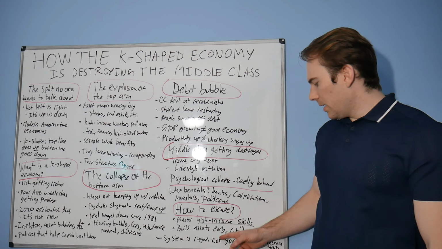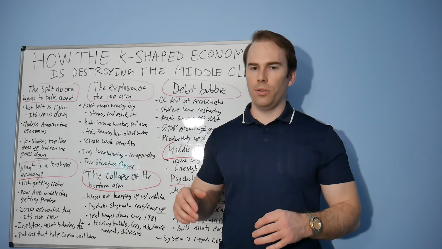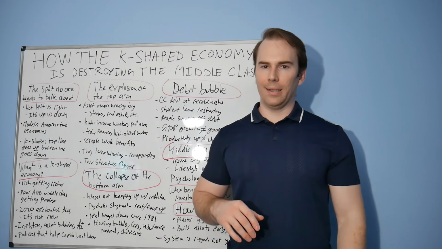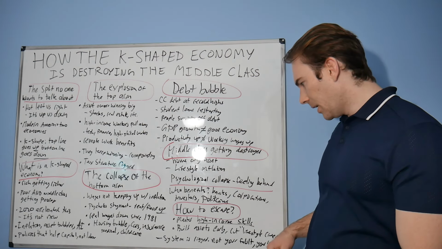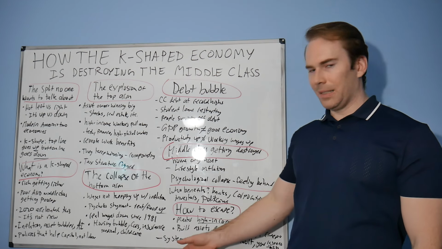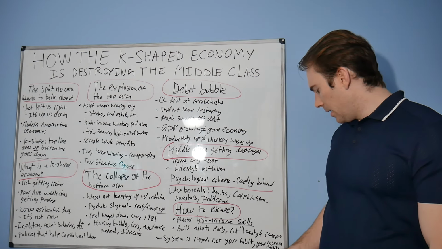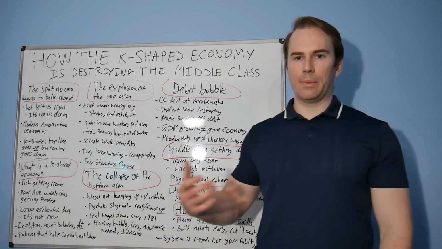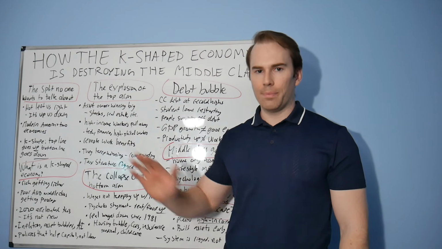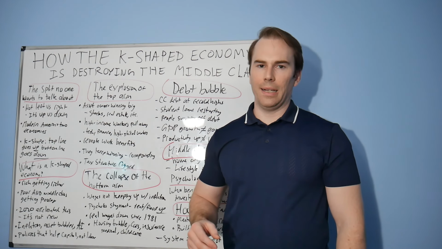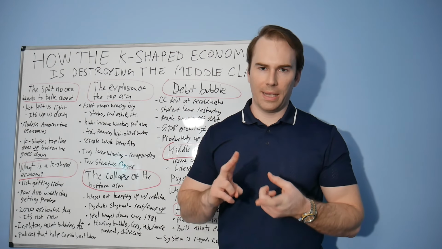Build assets early, cut your lifestyle creep, right? So the more money you make, you don't need to spend more. You can actually save and invest that difference, and that will put you ahead. And so, unfortunately, the system is rigged, but it's not your fault. It is more of your response to that. Okay, so you can always escape and get into the upper side of the K, but it takes just a lot of work, planning, and thinking.